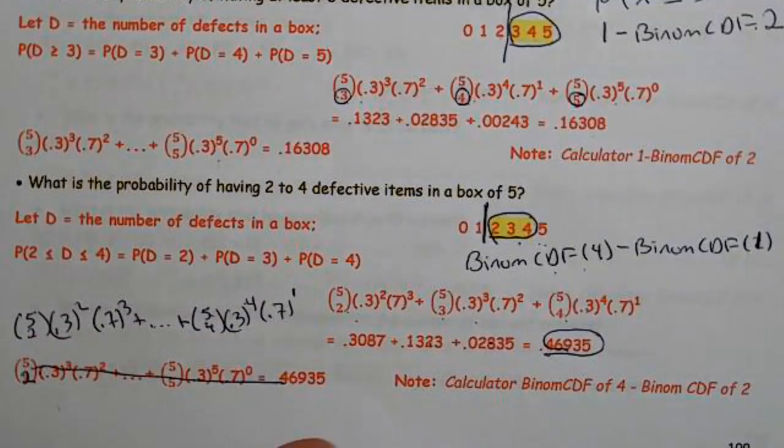All right. And so this should have said binom CDF of 1. It should not have said binom CDF of 2. That should say binom CDF of 1. Okay, thank you.